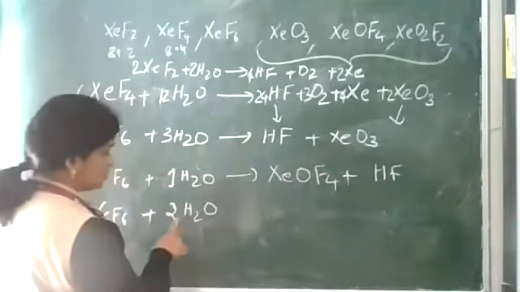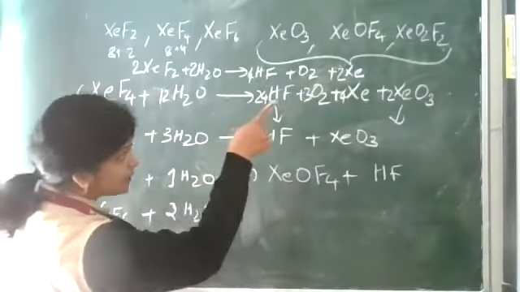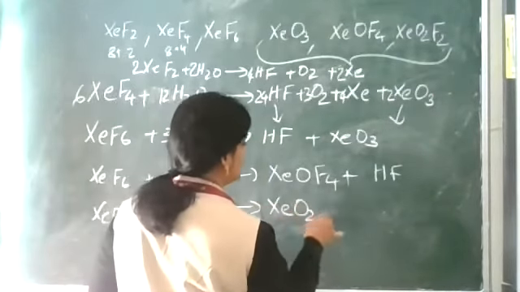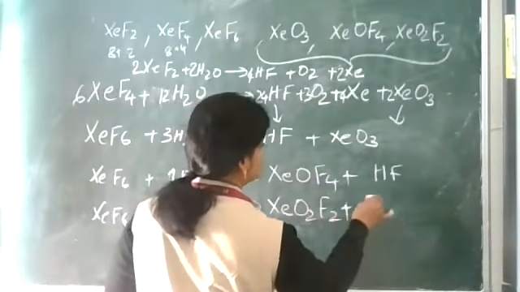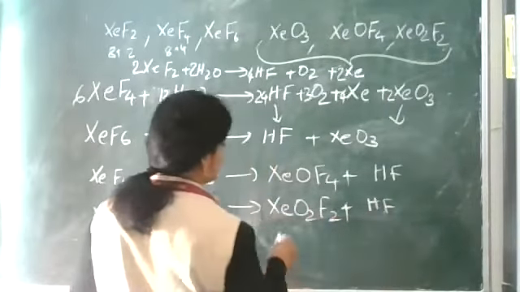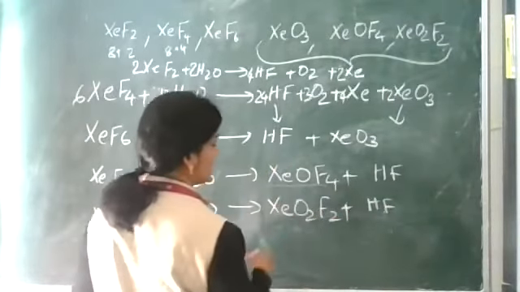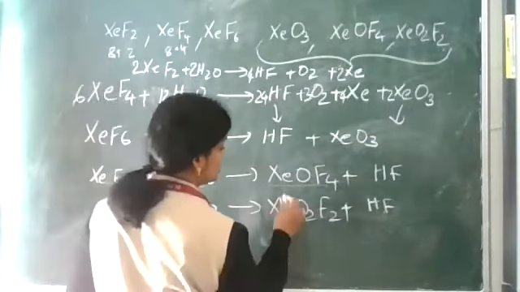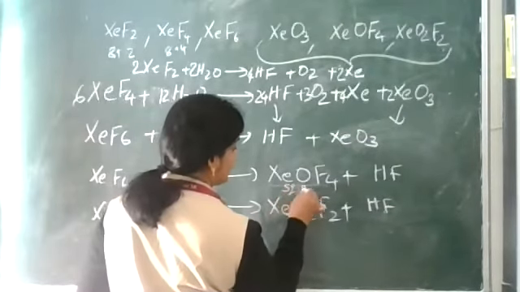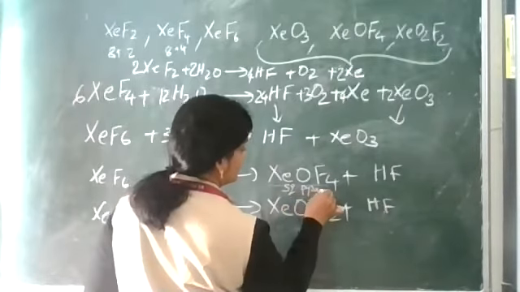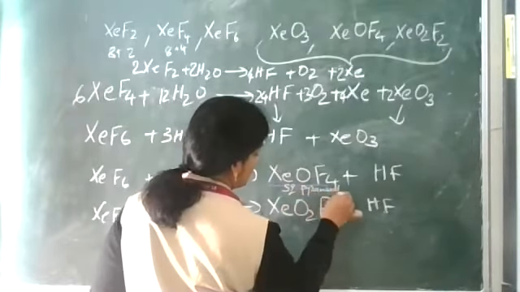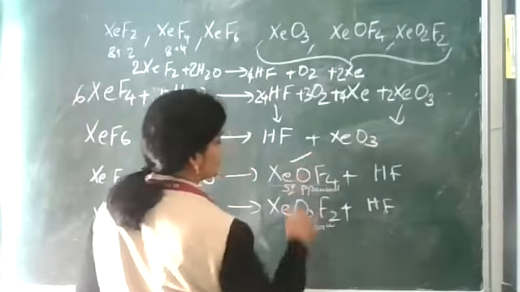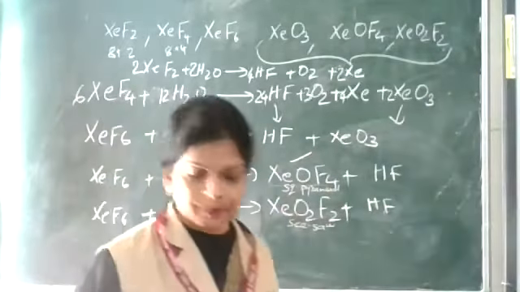Here two water means two oxygens, so that compound will be formed. That is XeO2F2 plus HF. Now XeOF4 is square pyramidal, while this is see-saw. This is square pyramidal, and this is see-saw. See-saw you don't have to learn, but this is very important: square pyramidal.